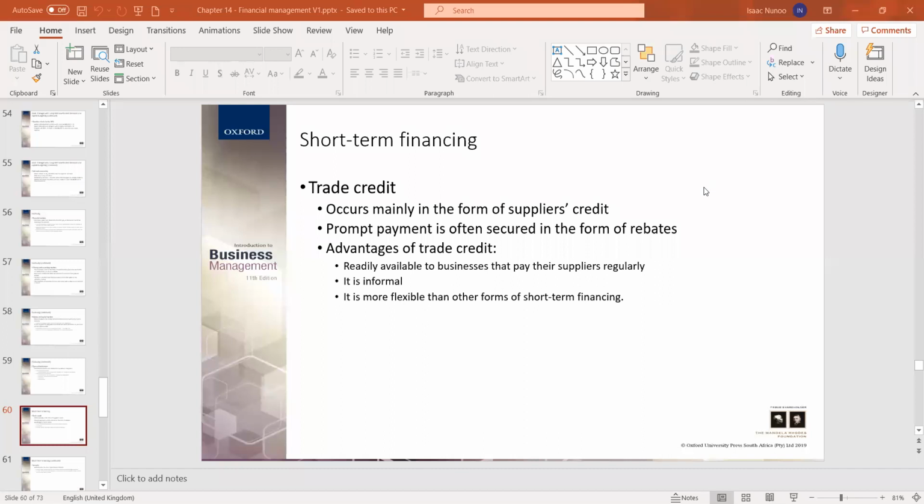So credit that is given to businesses, that is what we are terming as the trade credit, and basically in the form of suppliers' credits. So prompt payment is often secured in the form of rebates, and then it has its own advantages. So we can talk about the ready availability for businesses that pay their suppliers regularly. It is also informal, and it is more flexible than other forms of short-term financing. So this is what we term as the trade credit.